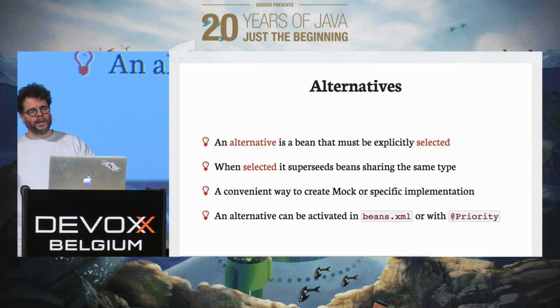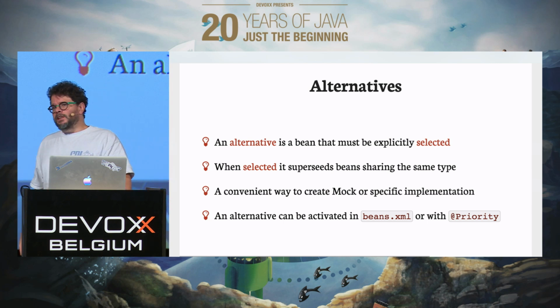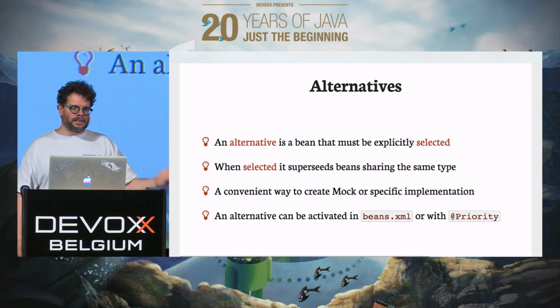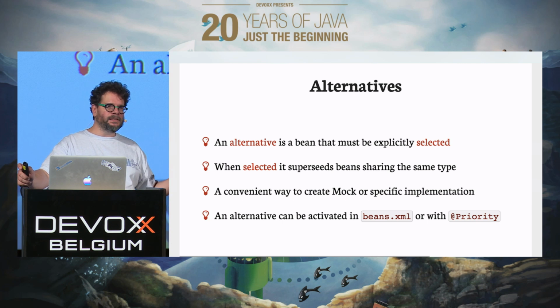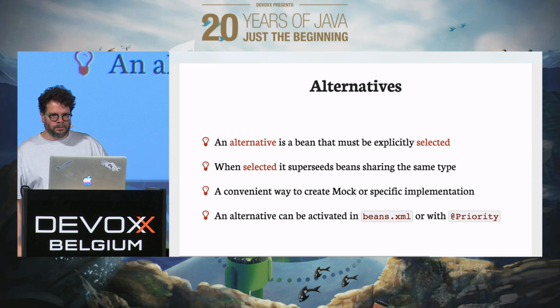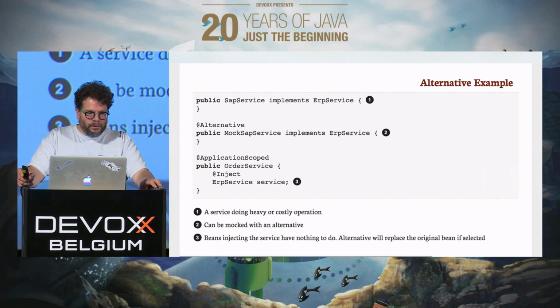So it's the convenient way to create a mock for your test, or to create a specific implementation for a specific environment, like we need here for Devoxx. You can activate your alternative in the beans XML file or with the @Priority annotation. I think here we will use the beans XML file, which is more convenient because you don't have to change the code to do this activation. So let's check an example for alternative.